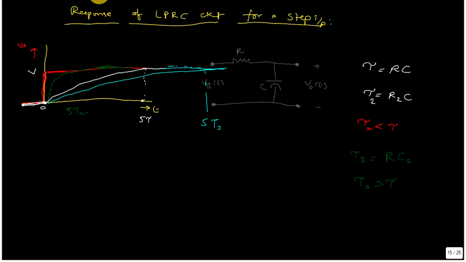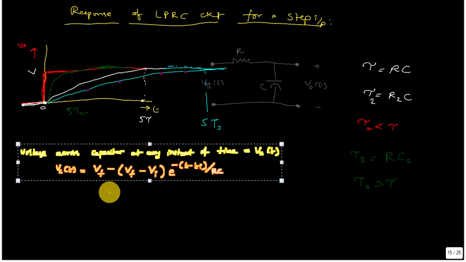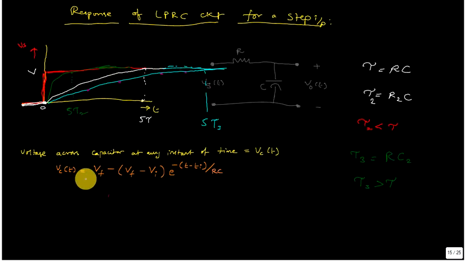If you want to calculate the voltage at any point, we go for the general equation. The voltage across the capacitor at any instant of time can be calculated using Vc(t) = Vf minus Vi into e power minus (t minus ti) by RC. By using this equation, you can calculate the voltage at any instant of time, or how much time it requires to reach a particular voltage.